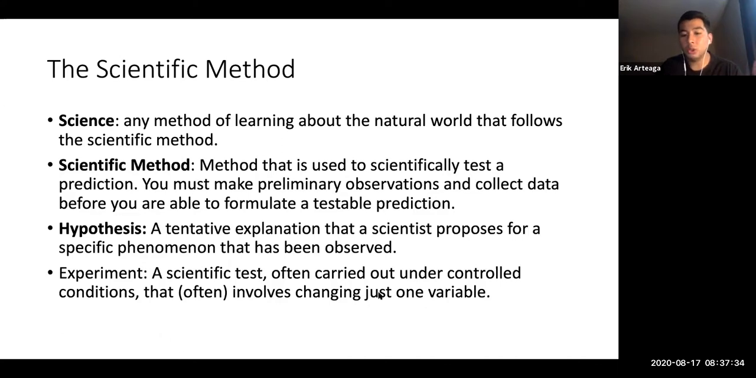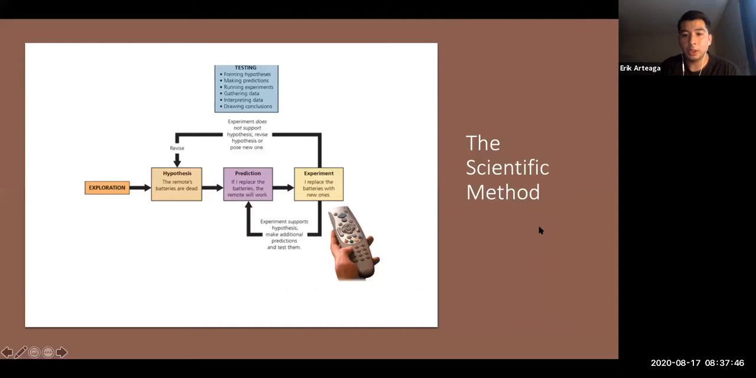So you always change, or not always, but you typically would want to change one parameter or one variable within that experiment to actually see whether or not something is working or not working in a certain way that you think it is, okay? All right, so the scientific method runs in this flow chart. You have exploration or understanding or data collection here. You have your hypothesis. So in terms of this, you're wondering why the remote isn't working. So the remote's batteries are dead. That's your hypothesis, right? The remote isn't working because the batteries are dead.